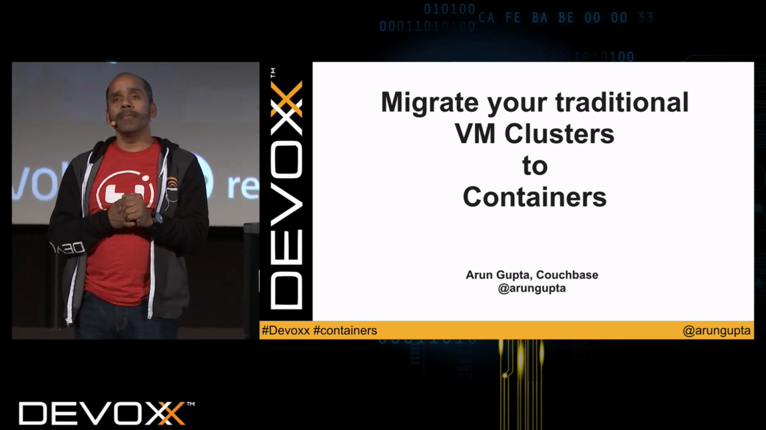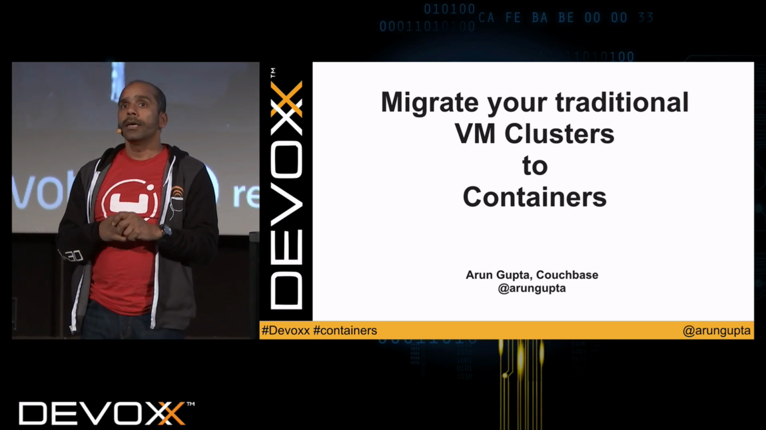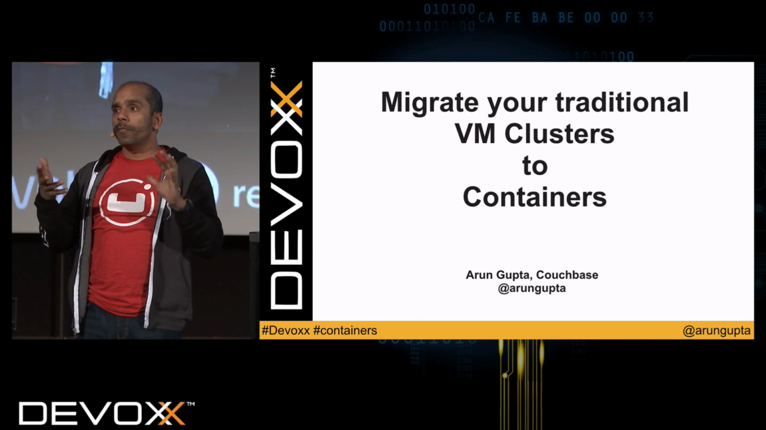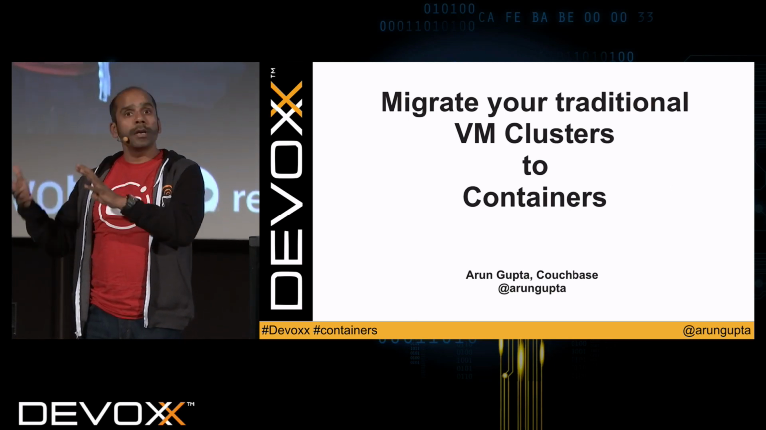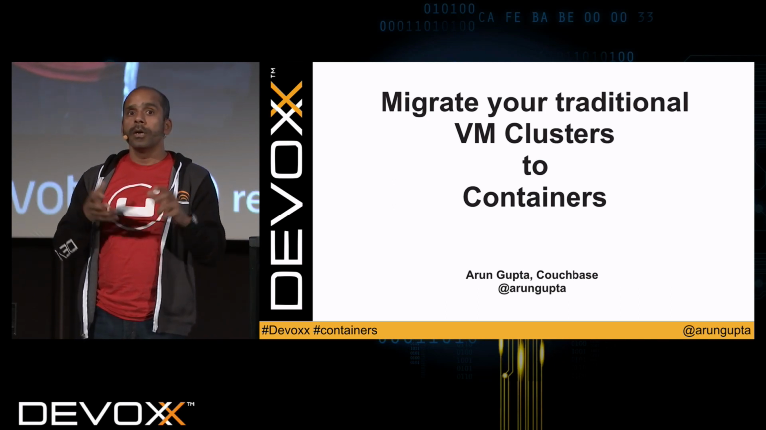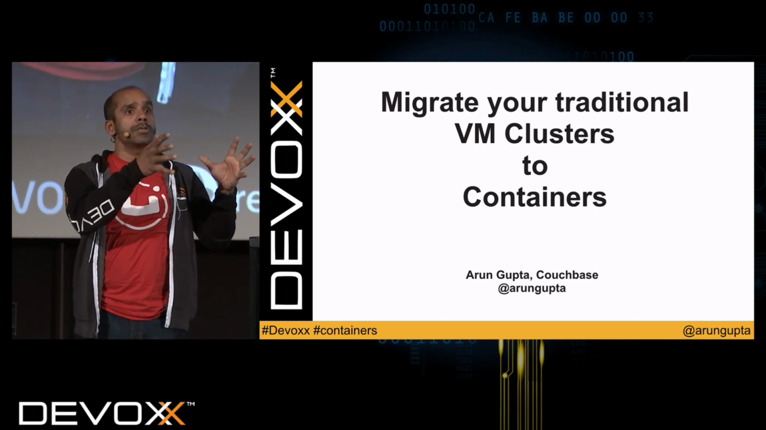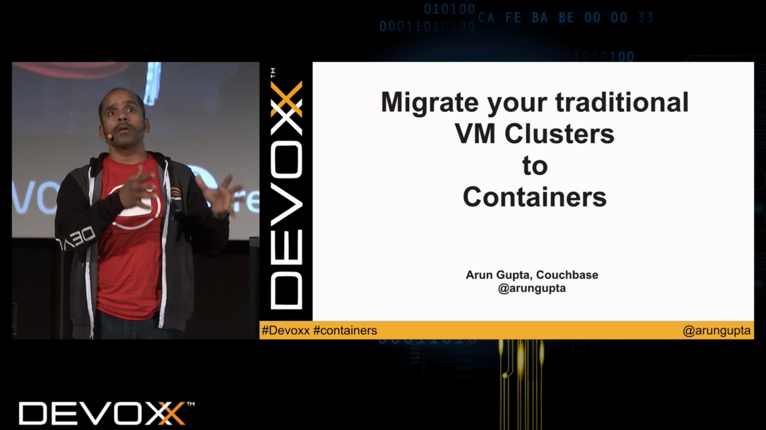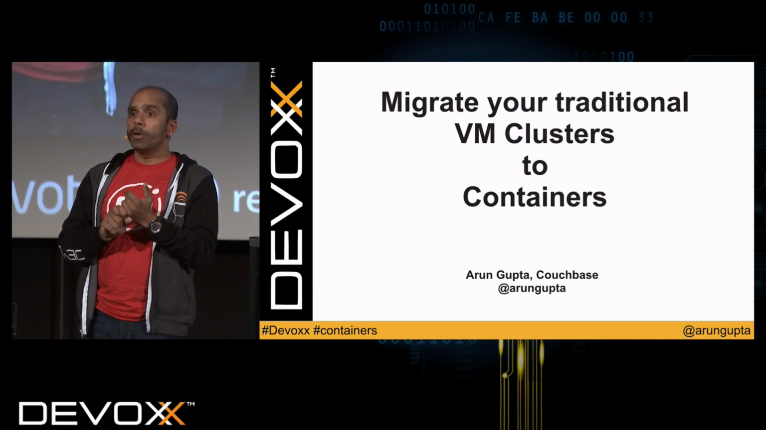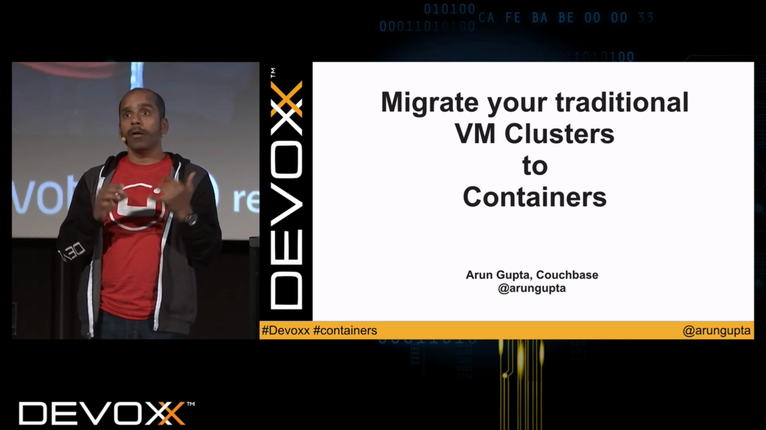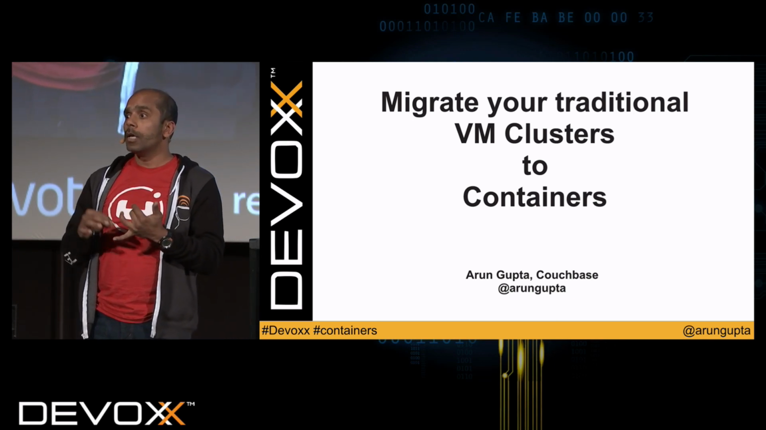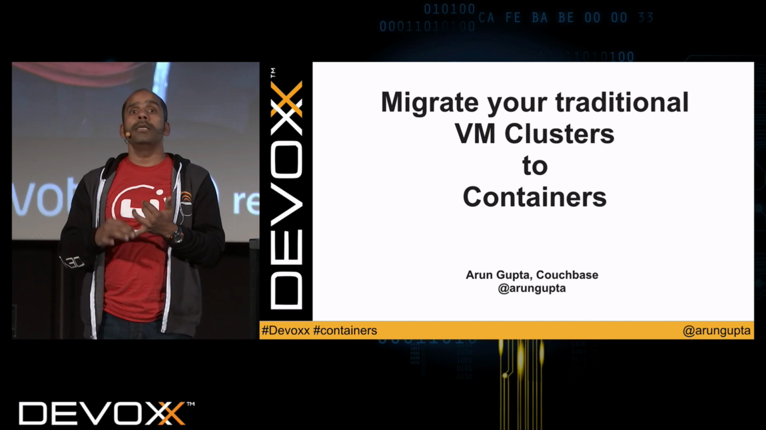Of course. My name is Arun Gupta, and I work for Couchbase. This talk is going to be about how you migrate your traditional VM-based cluster into different container frameworks. This is based upon my experience and how we have helped our customers migrate their Couchbase clusters running in a very traditional, classical Amazon scenario into 4 different frameworks. We'll talk about Docker Swarm, particularly Docker for AWS. We'll talk about Kubernetes, Red Hat OpenShift, and Mesos and DC/OS.